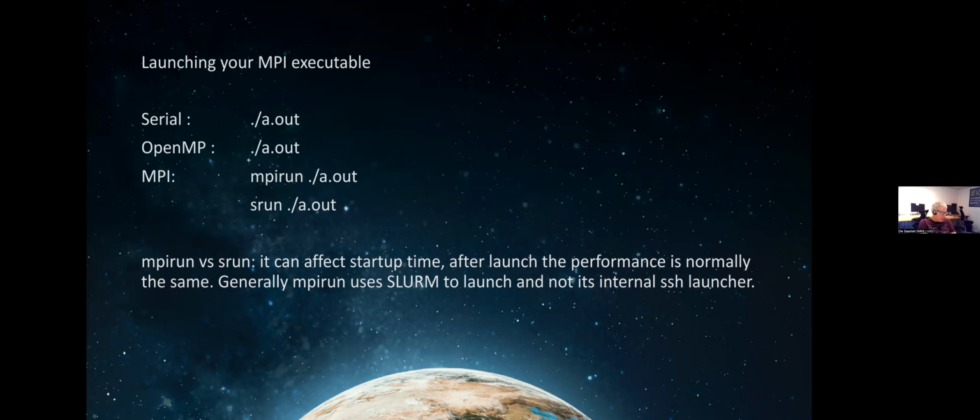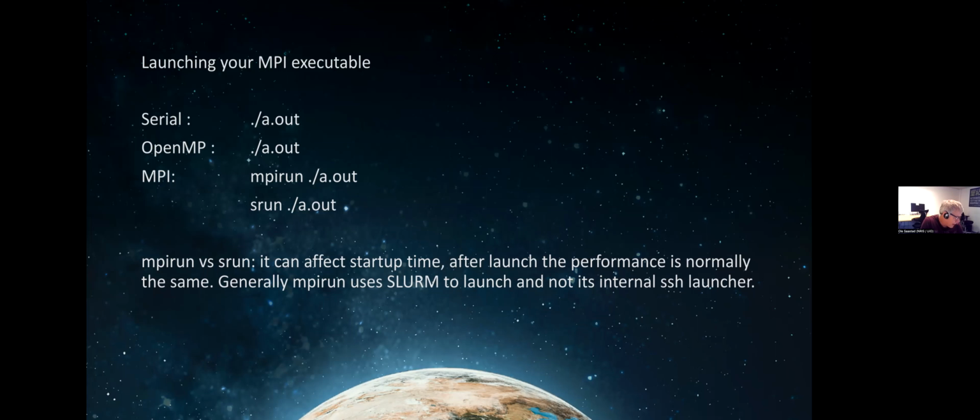So how to launch your executable? I become lazy in my later days, so I just use a.out as an example, and also when I'm by myself. Serial, a.out. OpenMP, which is parallelizing with threads. For MPI, you have to use mpirun or srun. There are different ways of launching MPI jobs. You also have mpiexec. They more or less do the same thing on our systems.